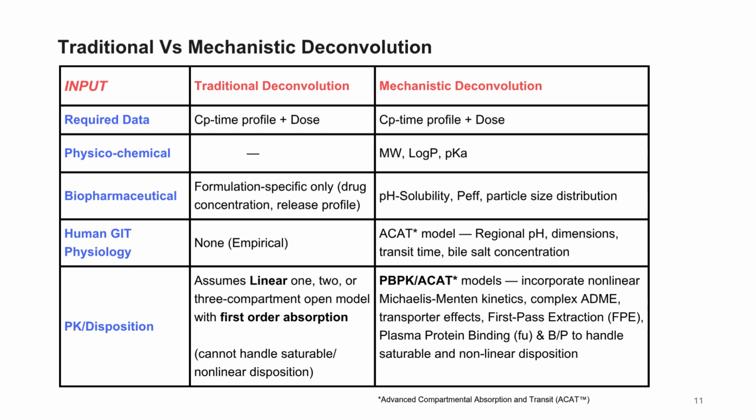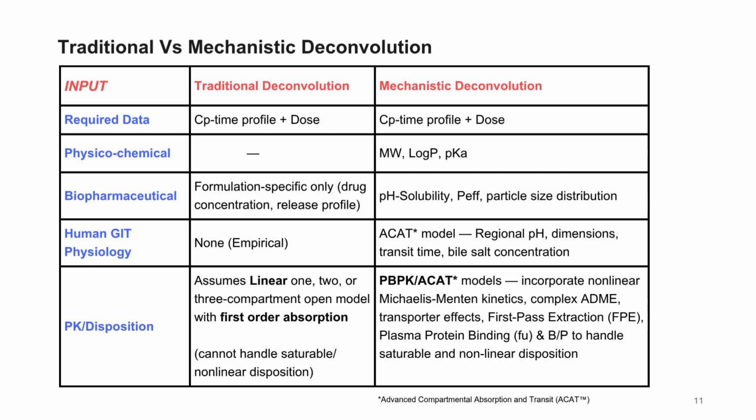Now, let us compare the input requirements for traditional versus mechanistic deconvolution side by side. Traditional deconvolution requires only the plasma concentration time profile and dose. It is an empirical method and does not account for the drug's physicochemical and biopharmaceutical properties or the body's physiological details. For PK disposition, traditional deconvolution assumes a simple linear 1, 2 or 3 compartment open model with first-order absorption. The key limitation of traditional methods is they cannot handle saturable or nonlinear disposition. It is a real concern when the drug is a substrate for metabolic enzymes or efflux transporters.